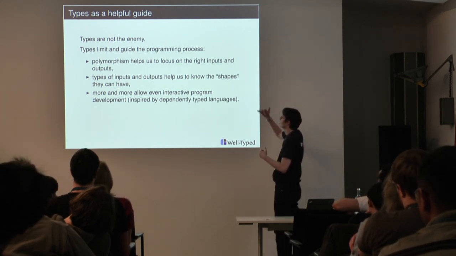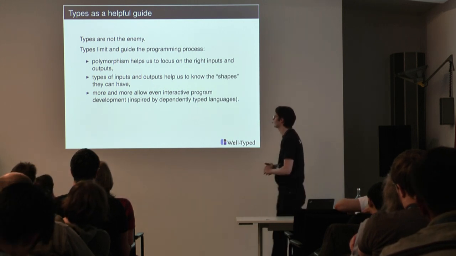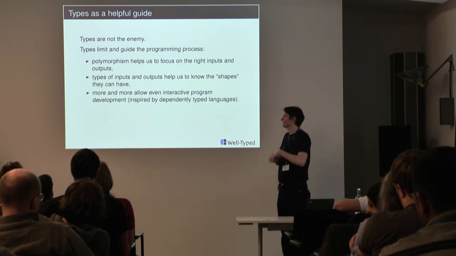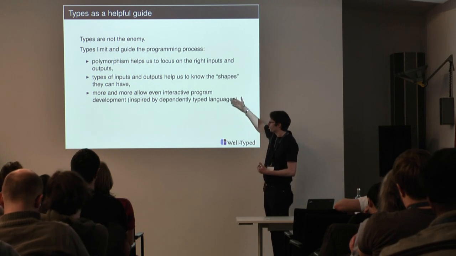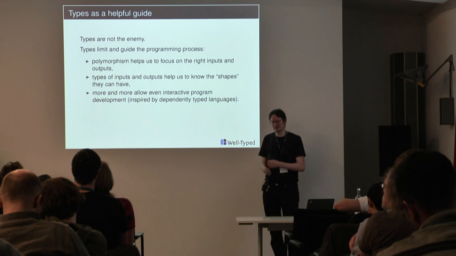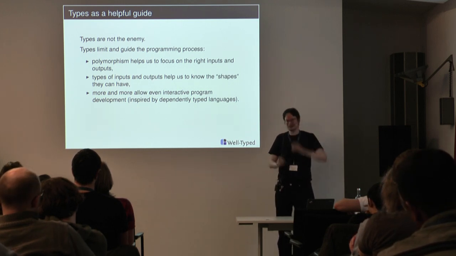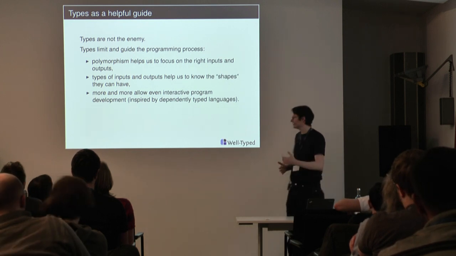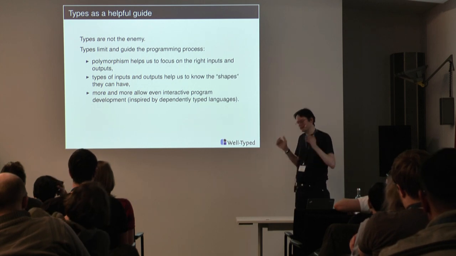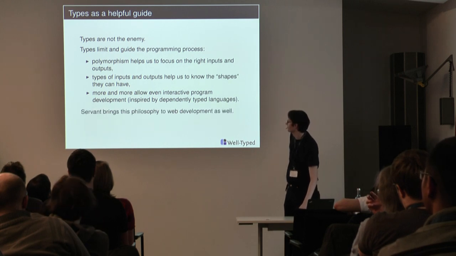Polymorphism in Haskell helps us to focus on the right inputs because we cannot even look at the structure of things that are polymorphic. If we know the types of inputs and outputs, we know what shapes they can have, so we can pattern match. And more, we get from dependently typed programming languages this kind of interactive program development, that we can actually write a function and then split into all the patterns. And I think servant is nice in that it brings this kind of helpful idea, where the types really do a lot of the work for you, over to web programming.